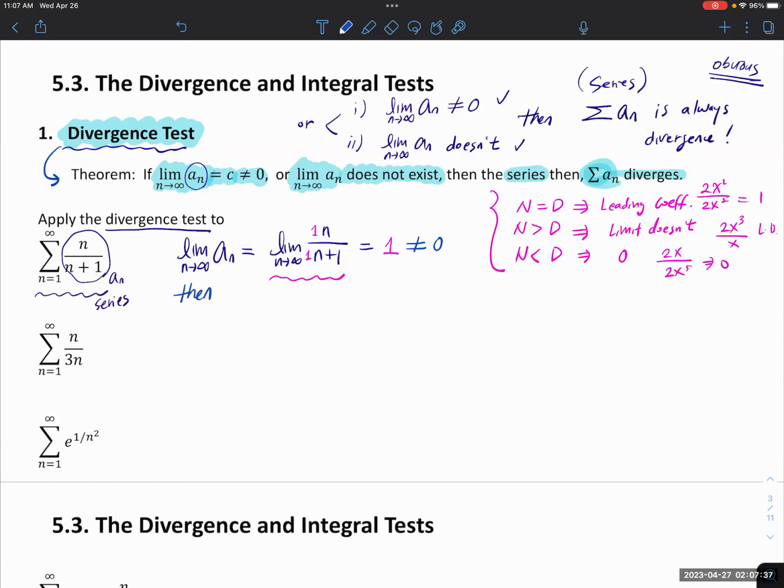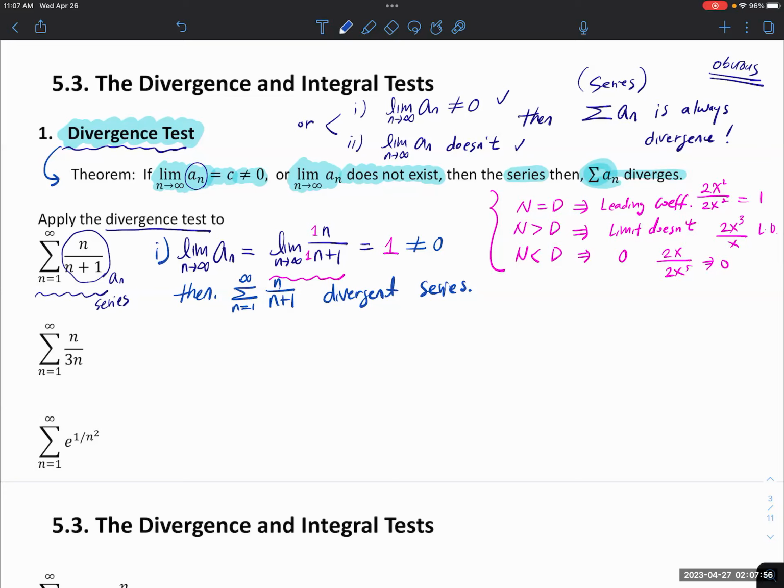Therefore, the series of n over n plus 1 is a divergent series. That's our conclusion because of the condition of the divergence test.